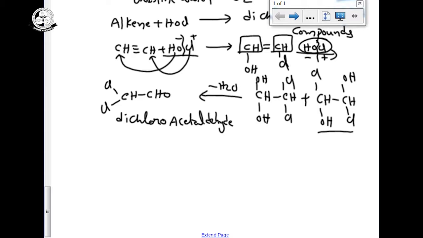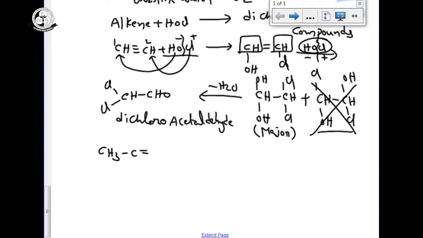Suppose I am giving the numbers carbon 1 and 2. In the first case I am adding OH to the first carbon and chlorine to the second carbon. If you are going to add one more molecule, you have to follow the same way, and this is the major product. Not major product, this is the correct answer, and this is the wrong answer. Suppose it is unsymmetrical, then no issue.